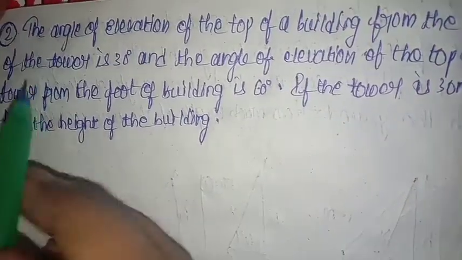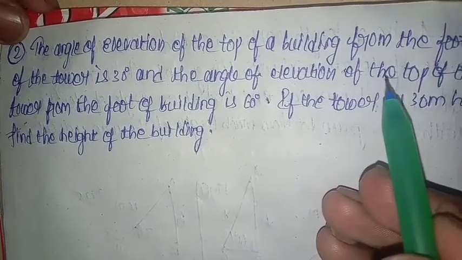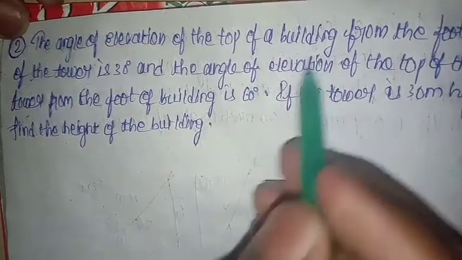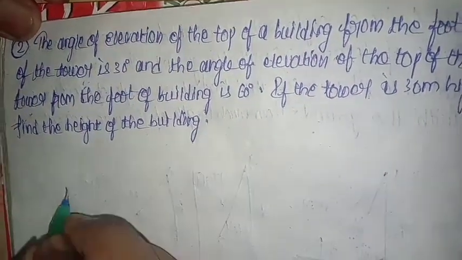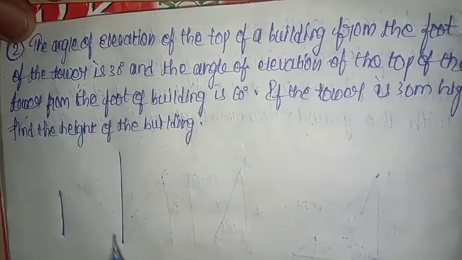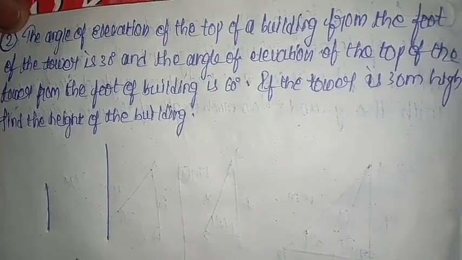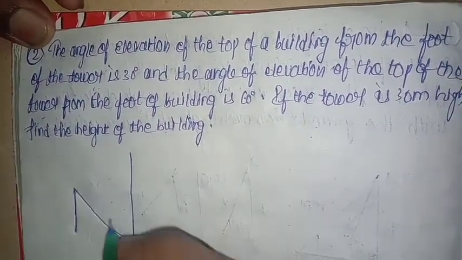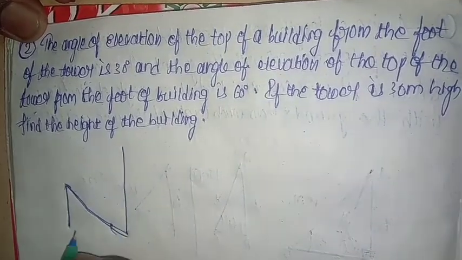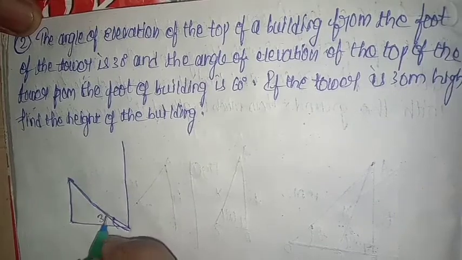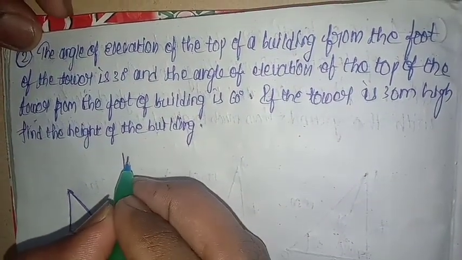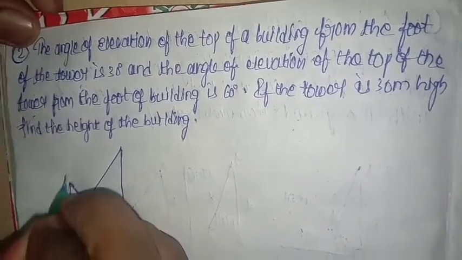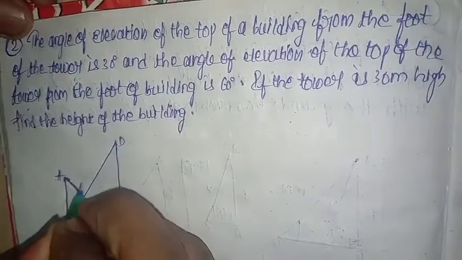So second question, the angle of elevation of the top of the building from the foot of the tower is 30 degrees. So here mainly we discuss about building and tower. So first the building will be this height and the tower will be this height. So the angle of elevation of the top of the building, so this is the top of the building, from the foot of the tower is 30 degrees. And the angle of elevation of the top of the tower from the foot of the building is 60 degrees. So we will mention as A, B, C, D and E.